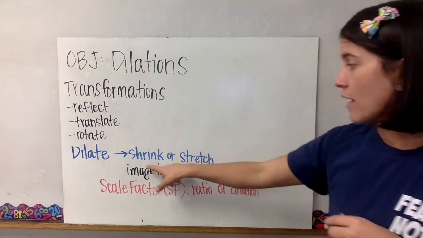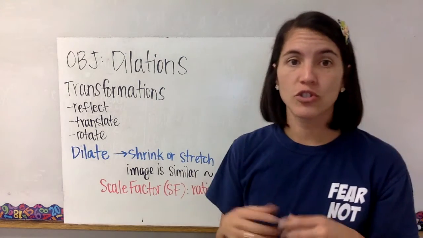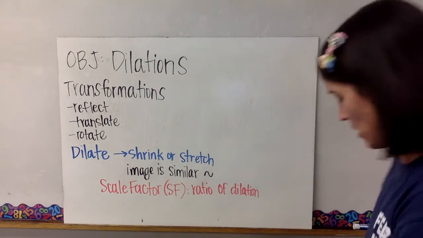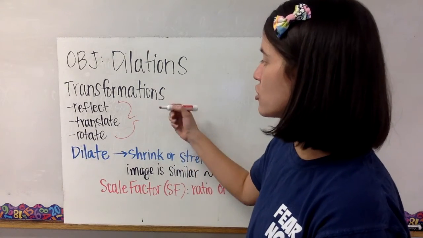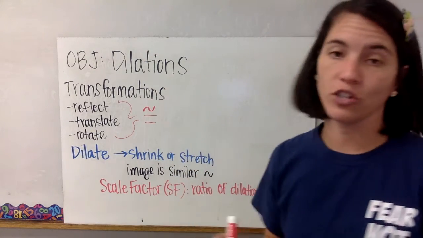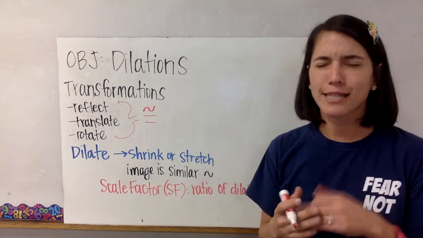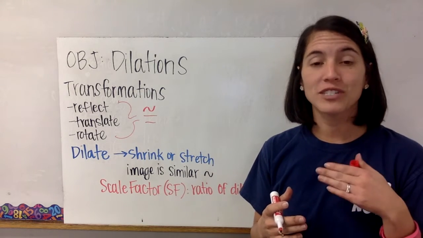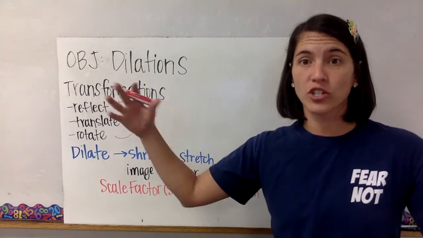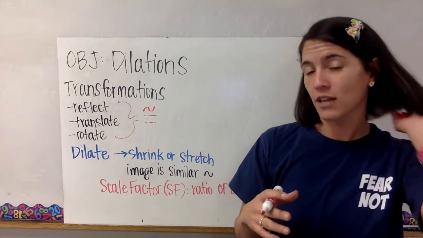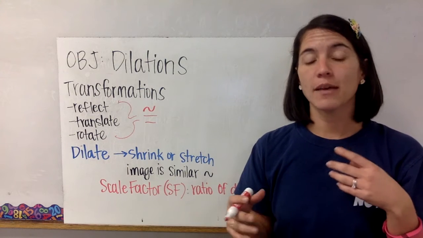The image is similar. So for these three, reflections, translations, and rotations, those were all congruent figures. Same size, same shape. But for dilations, we're changing the size. We're stretching it or we're shrinking it. So the shape is going to remain the same, but the image is similar.